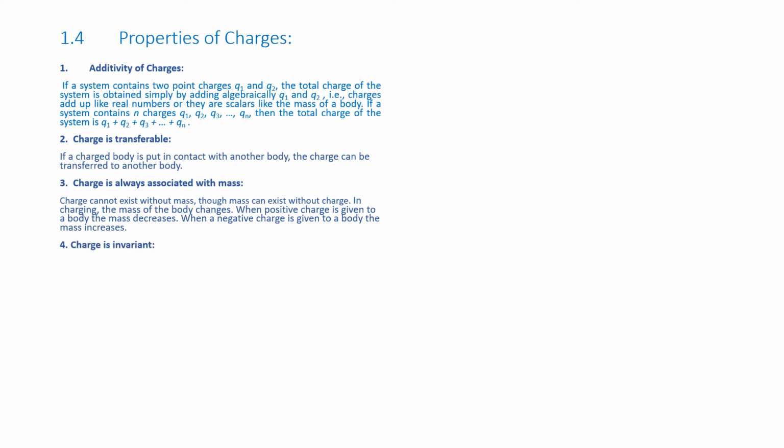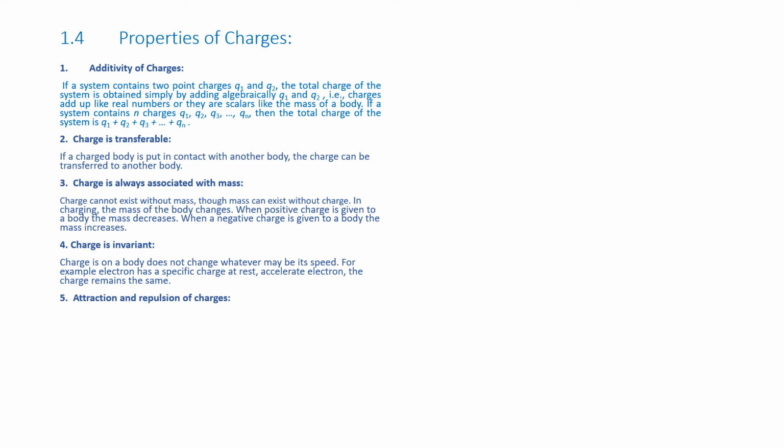The fourth property is charge is invariant. The charge on a body does not change whatever may be its speed. That means if a charge is moving with a speed, it does not change the charge. The charge remains constant. For example, an electron has a specific charge at rest. When electrons are accelerated, the charge remains the same. So the charge is invariant, and it remains the same whether it is at rest or moving.